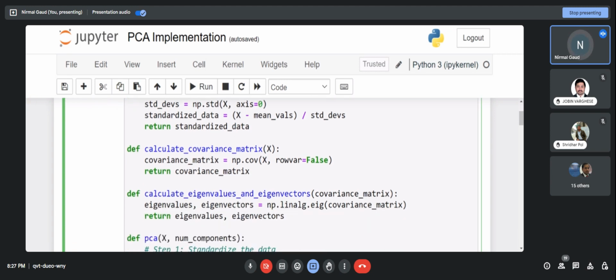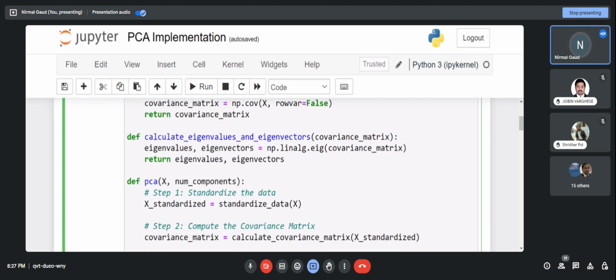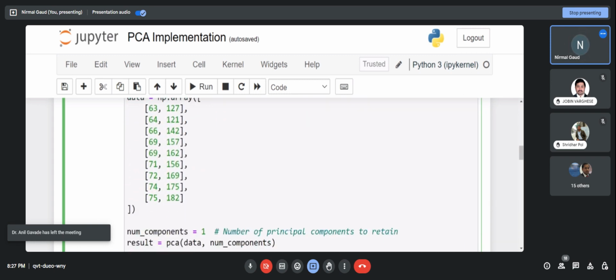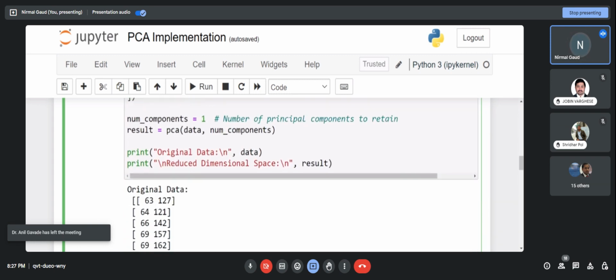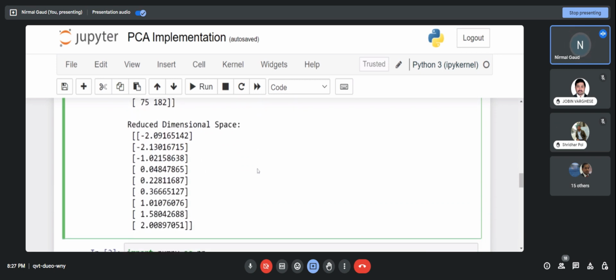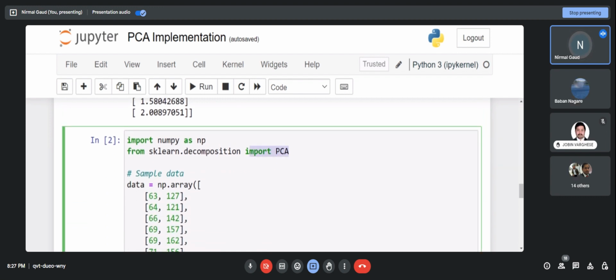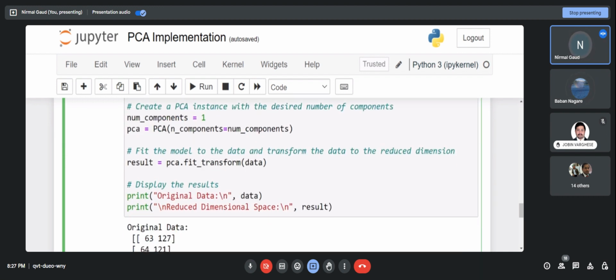And now that you know the algorithm, you know what is going to happen. So I haven't imported any PCA, I haven't used it, and I performed it. This is my original data and this is my reduced dimensional space. This I got from PCA. And if I'm going to use PCA, I can do that: from sklearn.decomposition import PCA. You can do whatever task I did directly.